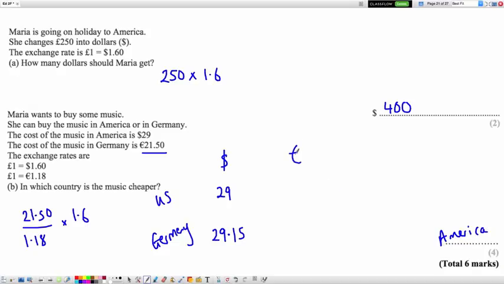Alternatively, you may want to convert the dollar price into euros. We have the euro price, 21.50. If we were to convert our dollar price into euros, first off we do 29 divided by 1.6, and then we'd multiply by 1.18, which gives us 21.3875. And we can see here again that the America price is a lower value than Germany, therefore it is cheaper to buy the music in America.